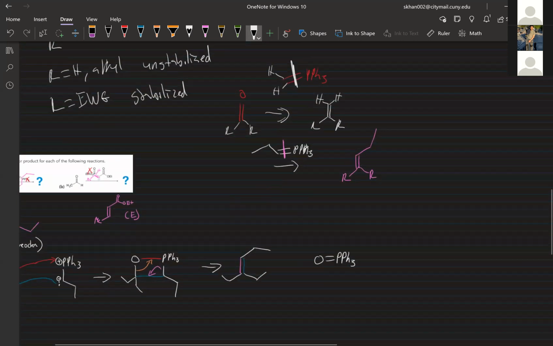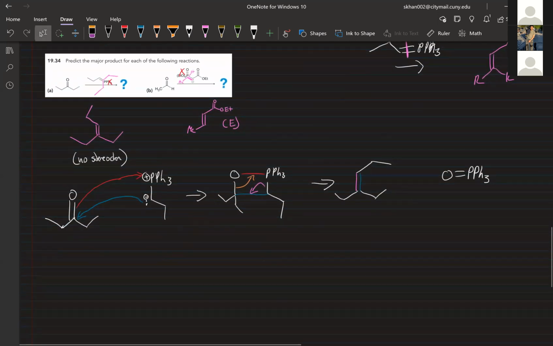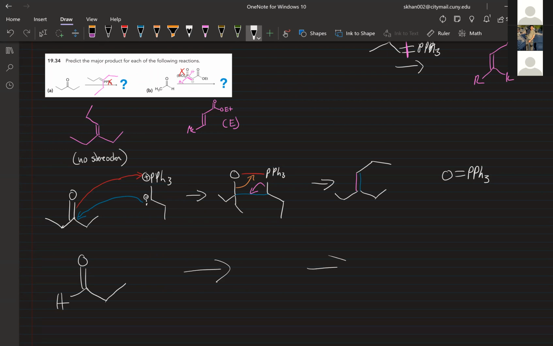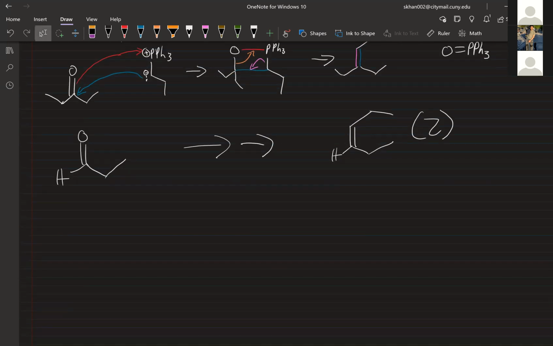But let's say I slightly changed all of this, where I had H here, and then this ethyl group. Then your final product is going to look like your ethyl from the top, and then you have your H and you have your ethyl there. And this would be Z, and that's because this is unstabilized. This was stabilized, and then it would be E. So maybe I'll give an example of that too.